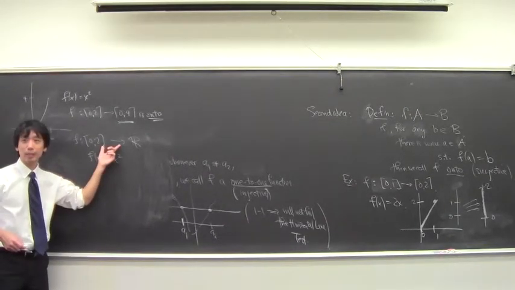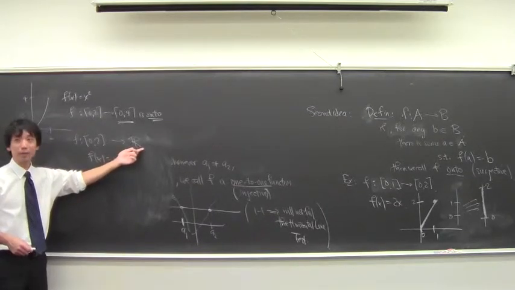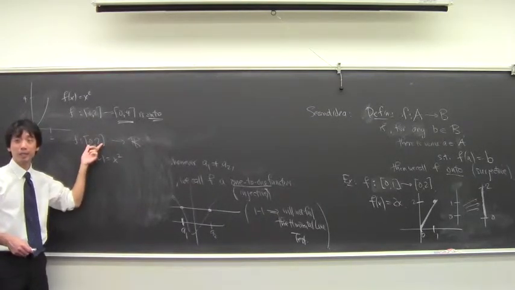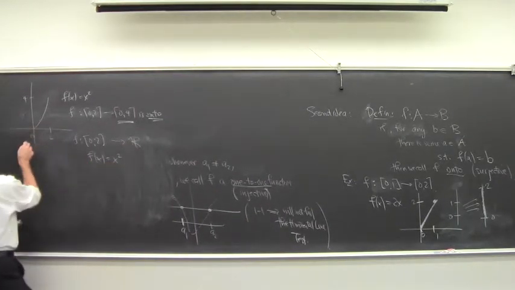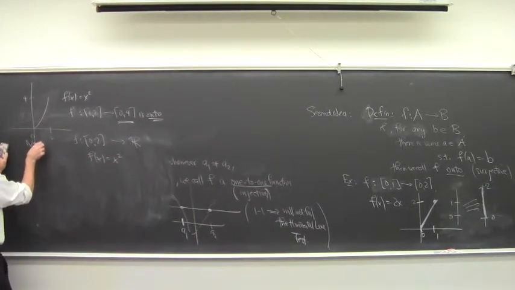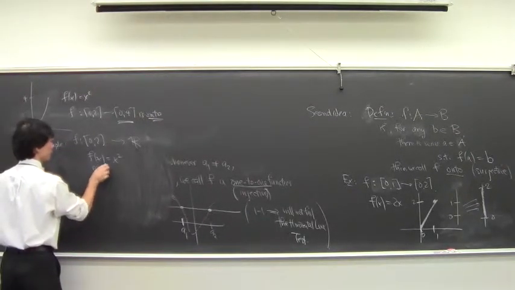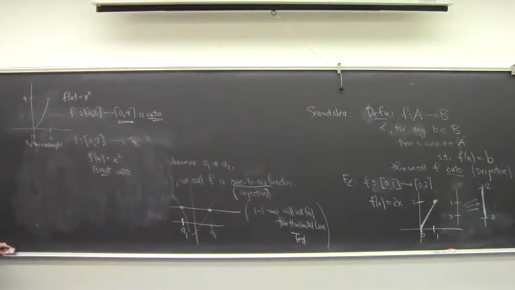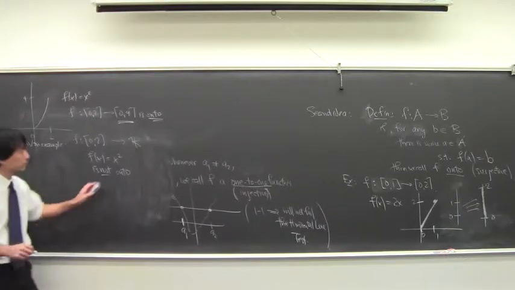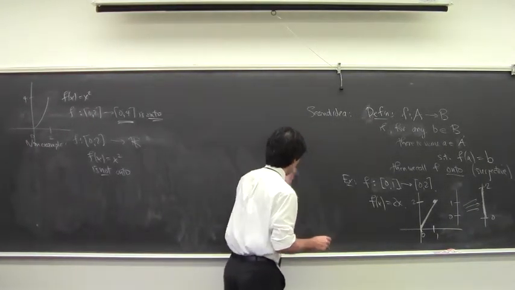What about something like this? Is this onto? No, because I could say 10, and there's nobody in (0, 2) that gets mapped to 10. So this function is a non-example. It's not onto.